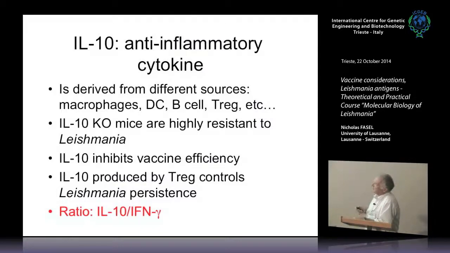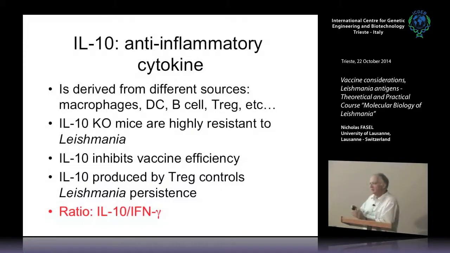It's derived from different sources, as Paul mentioned: DC, macrophage, B cell, and so on. And it's known that IL-10 knockout mice are highly resistant to Leishmania. So IL-10 inhibits vaccine efficiency. In the case of a vaccine, it could be produced by Treg. So you have to control the Treg to avoid the persistence of Leishmania.